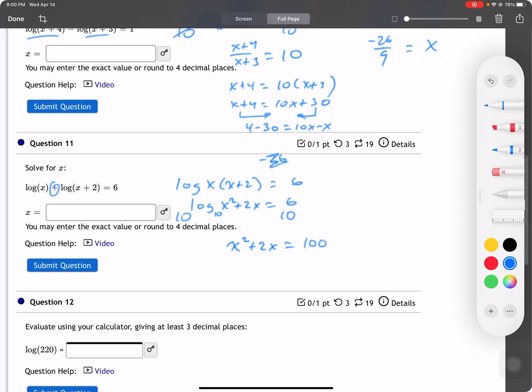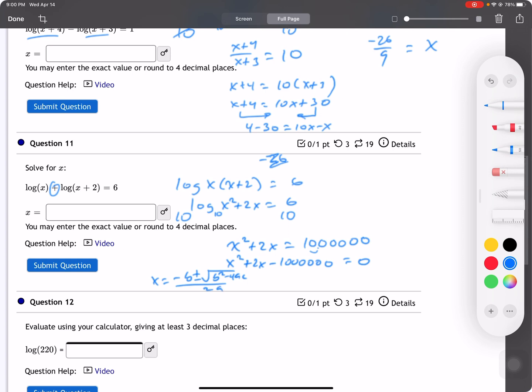10 to the 6 is 1 followed by 6 zeros. And then to solve this one, we're going to use the quadratic formula. X squared plus 2x minus 1 million. And then we'll have to use the quadratic formula: x equals negative b plus or minus the square root of b squared minus 4ac, all over 2a.